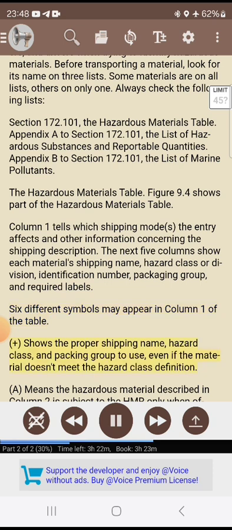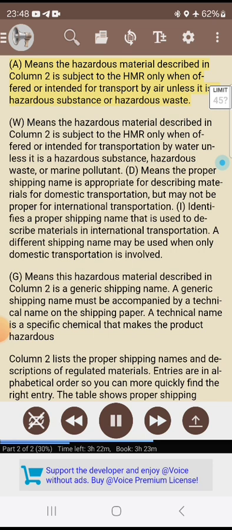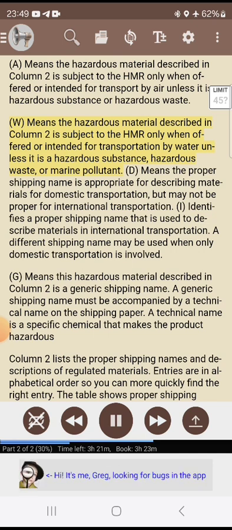Plus shows the proper shipping name, hazard class, and packing group to use, even if the material doesn't meet the hazard class definition. A means the hazardous material described in column 2 is subject to the HMR only when offered or intended for transport by air unless it is a hazardous substance or hazardous waste. W means the hazardous material described in column 2 is subject to the HMR only when offered or intended for transportation by water unless it is a hazardous substance, hazardous waste, or marine pollutant.